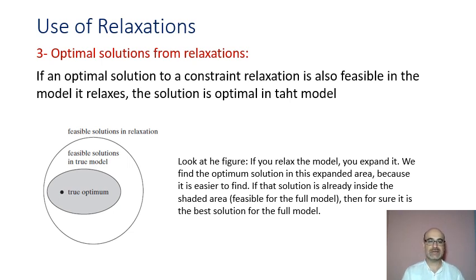So the basic idea is this. If an optimal solution to a constraint relaxation is also feasible in the model it relaxes, the solution is optimal in that model. Okay, so again, we can consider the same figure here. This is our integer program. When we relax it, we come up with a wider feasible region. We search for the optimum solution in this wider region, and we see that the optimum solution for this one is in fact inside this smaller region. Then, since this solution is the best solution for the wider region, it means that it is also the best solution for the smaller region, right? So if this is the optimal solution for this one, then it's also optimal for this one. This is the basic idea.